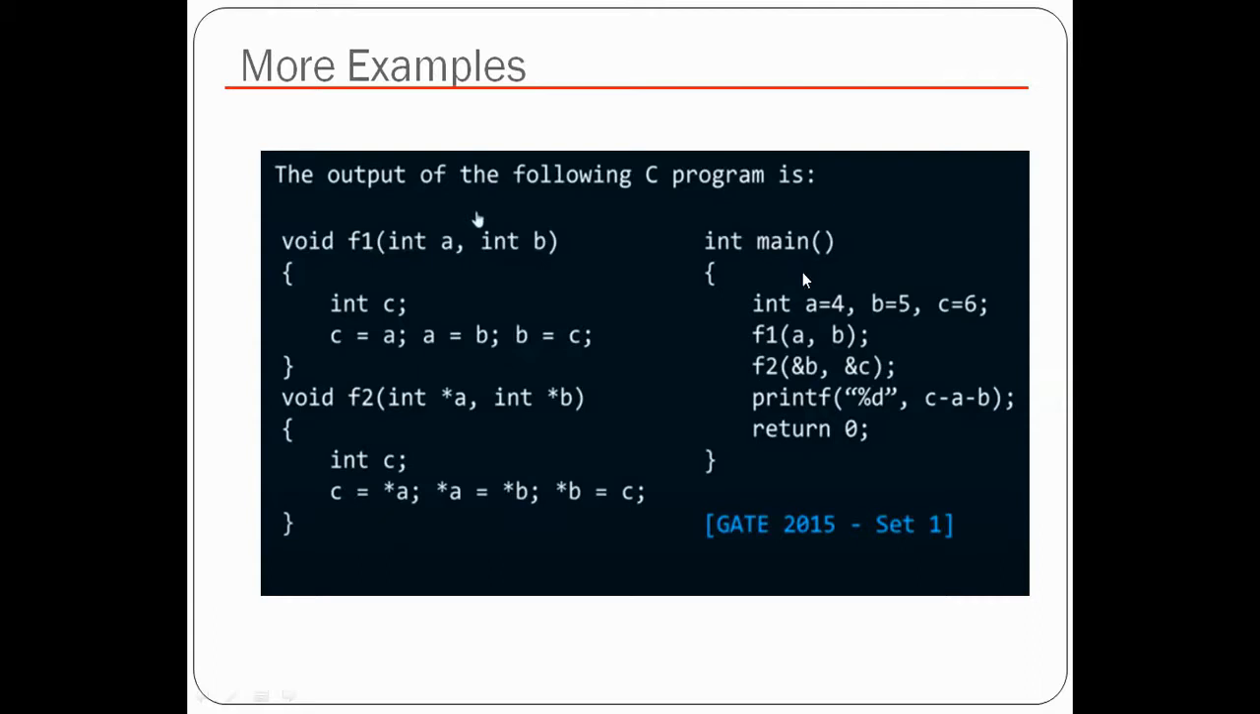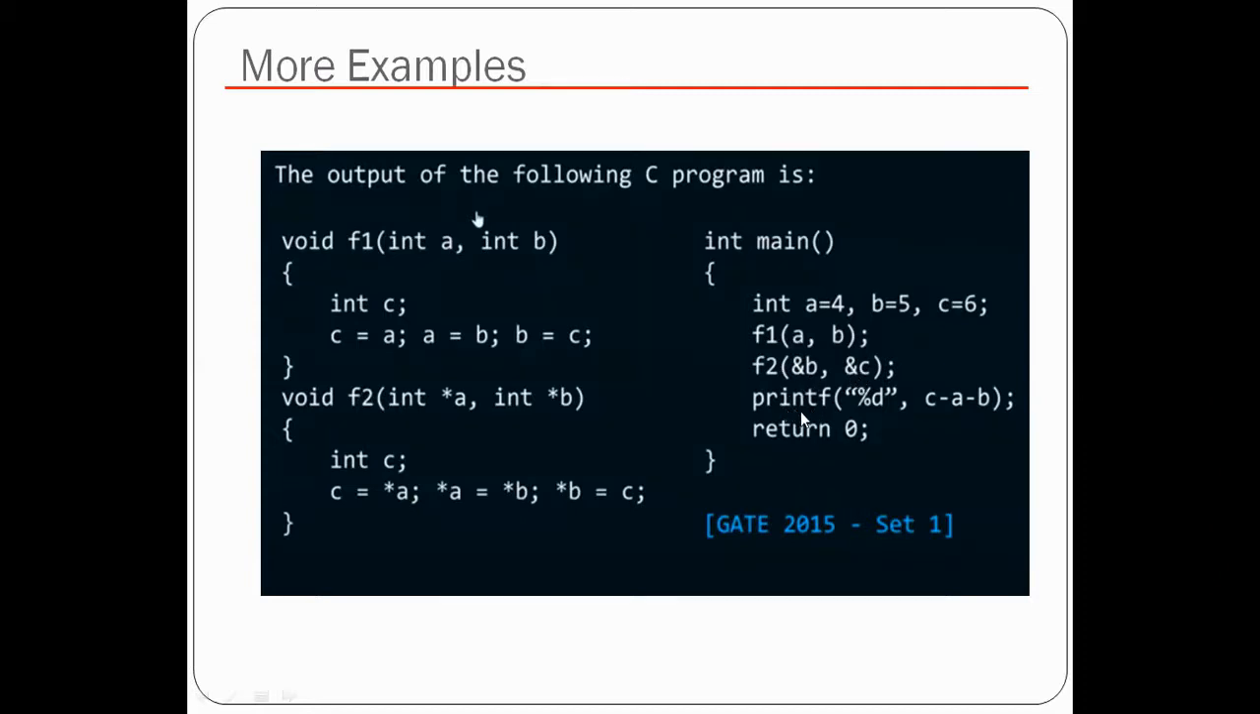In the main function, we have integer a equals 4, b equals 5, and c equals 6. And here we are calling 2 functions, f1 and f2, which are defined over here on the left side, f1 and f2, right? In f1, we are passing a and b. If you recall, this is your function called by value. We are passing the variables, right? And in f2, we are passing the address of b and the address of c.